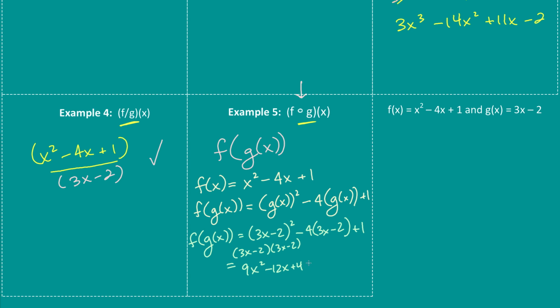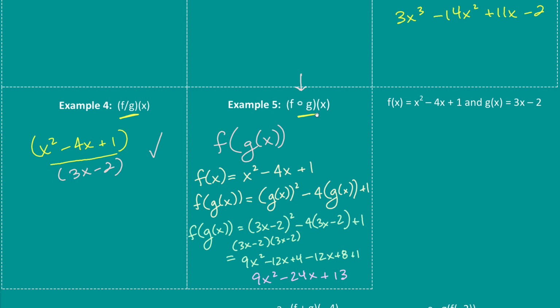This guy is going to be minus 12x plus 8 plus 1. And you're going to bring it all together. So you'll get 9x squared minus 24x plus 13. That's your full composite function, f of g of x.